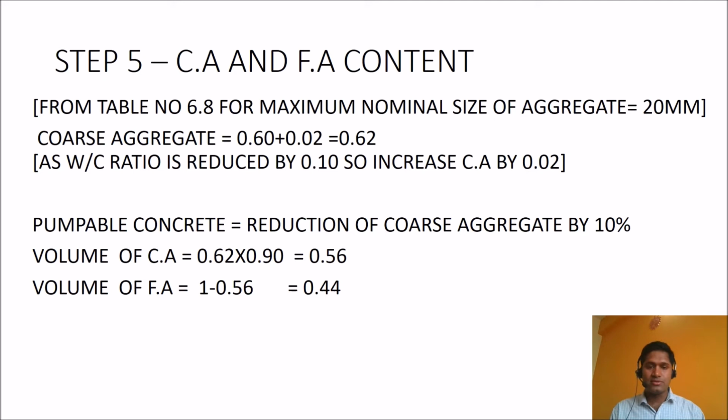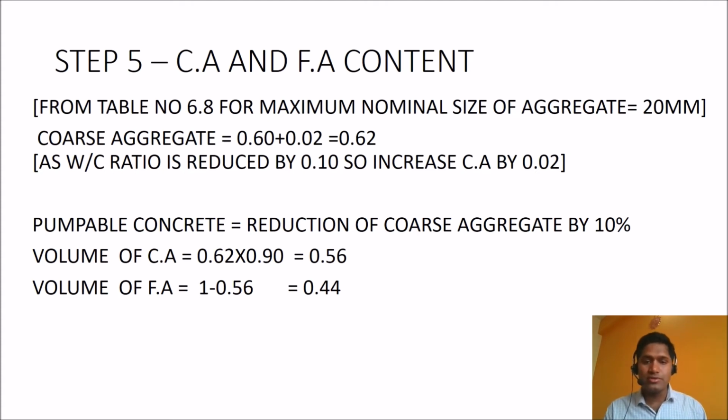But in this current case, we are using a water cement ratio of 0.4, the arrived water cement ratio. It means it is lesser by 0.10 from 0.5. So we need to increase the coarse aggregate content at the rate of 0.02. As the water cement ratio is reduced by 0.10, we increase coarse aggregate by 0.02. It means for every 0.05 reduction in the water cement ratio, you need to increase the coarse aggregate by 0.01. So that is why we have done this.